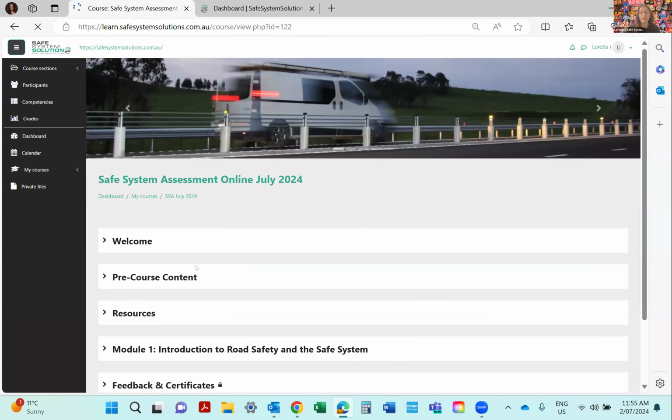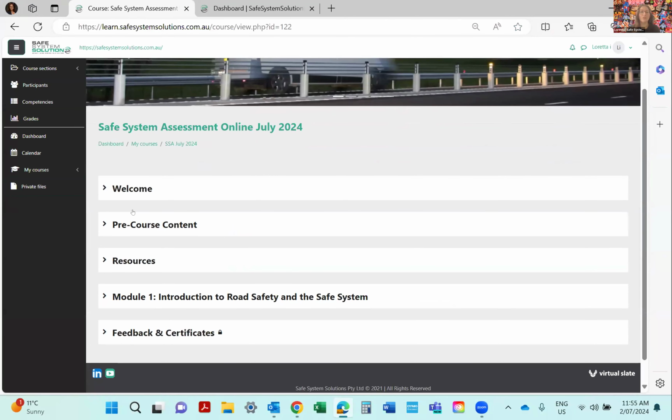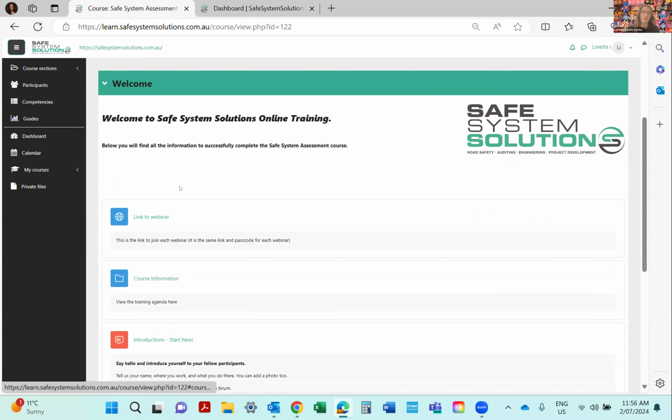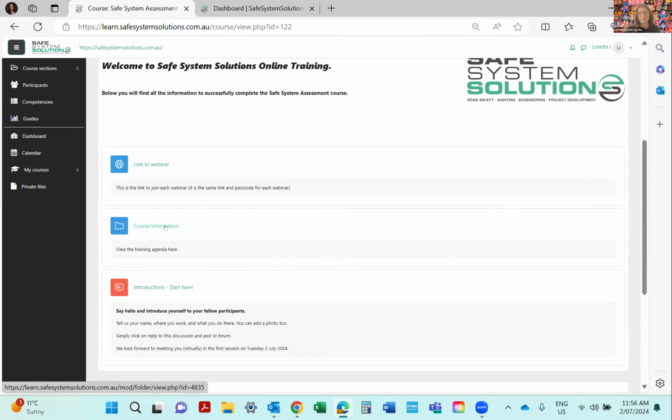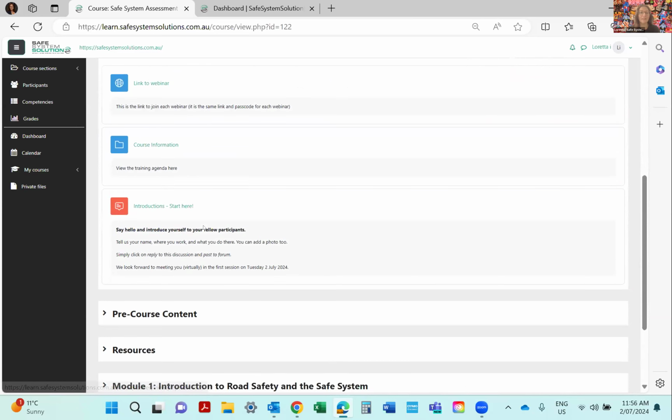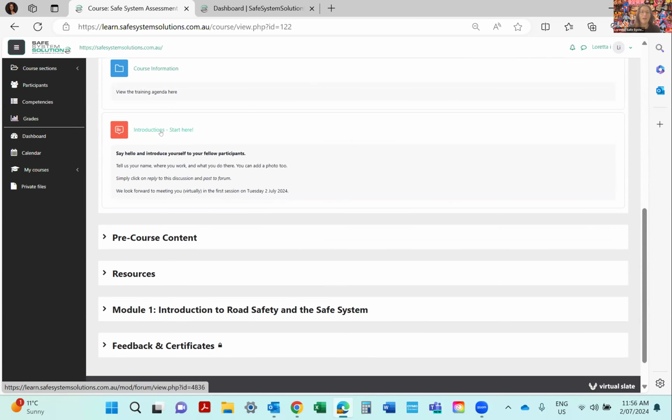So just to quickly run through how this learning management system works and what you'll need to do. Just reading through the first few sections, the welcome area gives you the course information with the agenda if you wanted to have a quick look again at what the agenda entails. Obviously the link to the webinar. So if you can't find the email, you can jump in here and find that link for next time.